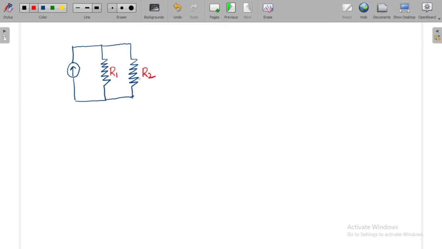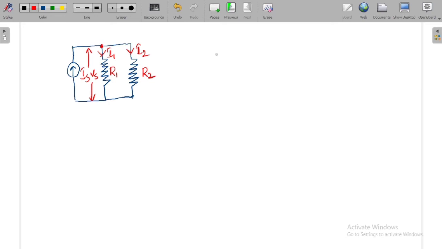Now, this is the resistance R1 and this is the resistance R2 connected in parallel to a current source Is. In place of a current source, we can also take a voltage source, no problem with that. I am assuming that I1 is the current flowing through R1 and I2 is the current flowing through R2. These are the two currents, and the voltage across the current source I am assuming as Vs.